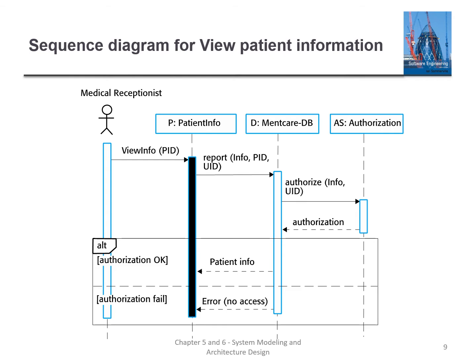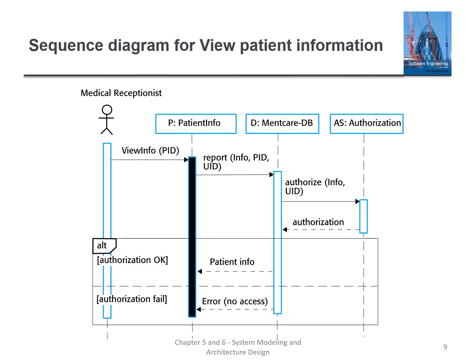First, the medical receptionist will review the information, and then we report, and then maybe need to do some authorization. If the authorization is okay, you can see the patient information. If authorization is not okay, you cannot access. So the sequence diagram shows the sequence of processes in greater detail, and it also represents what classes or objects are involved. When you are talking about classes, it means it's already very detailed.